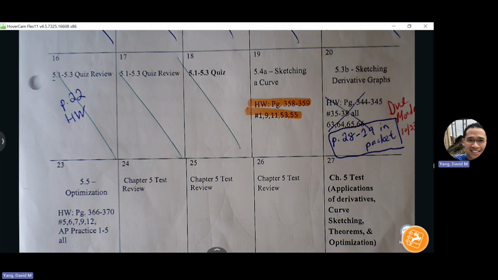So Mr. Polo is going to come in and he's going to be going over the review with you. So I'm going to have him go over a full curve sketching problem, go through an optimization problem, and then maybe, yeah, I'll pick out a specific problem for him to go over with you from the packet. And then Wednesday, Thursday, we'll do a continuous test review.